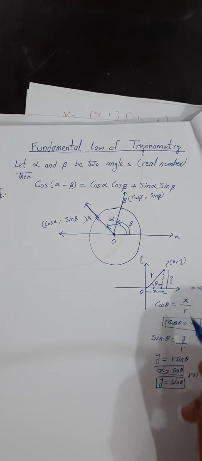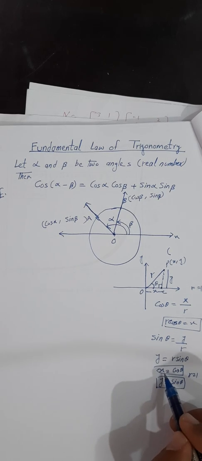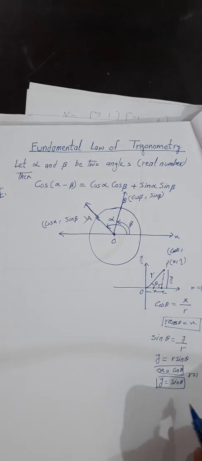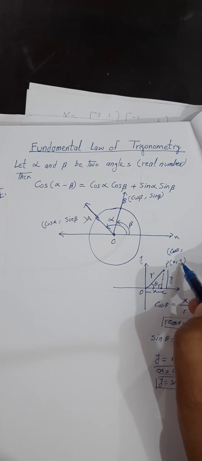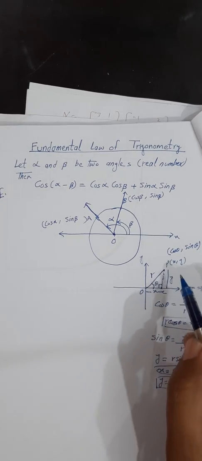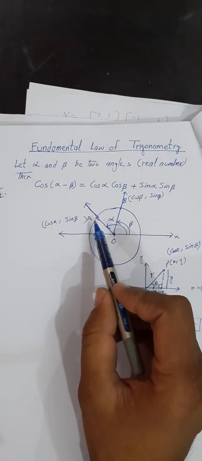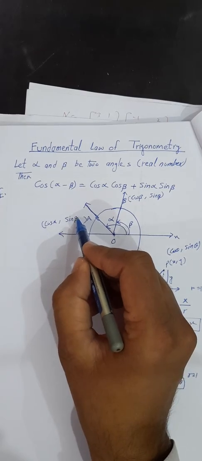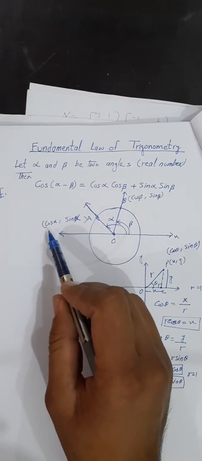Now, by substituting the values of x and y here in point P, the x coordinate is cos theta and the y coordinate is sin theta. By the concept of these polar coordinates, here we have chosen the point A as cos alpha, sin alpha. Okay, this is cos alpha and sin alpha.